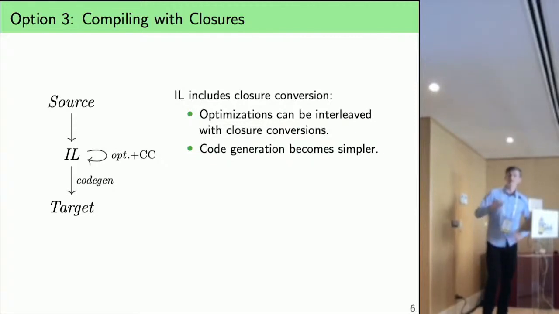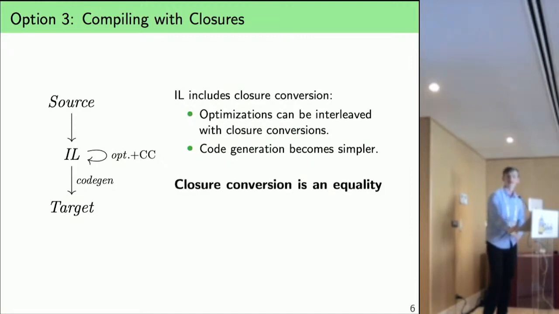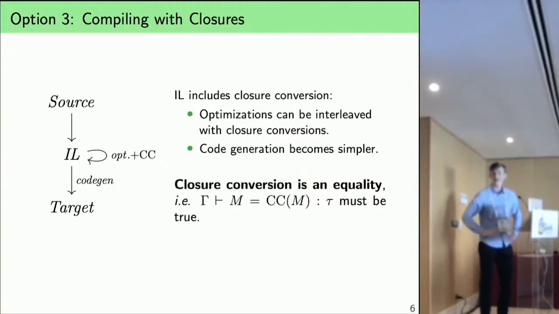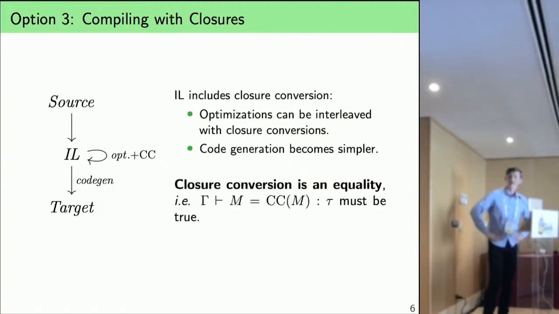So what needs to be true for such a thing to be possible is that closure conversion needs to be an equality in our intermediate language. More specifically, this sort of equation needs to hold where M is equivalent to the closure conversion of M.